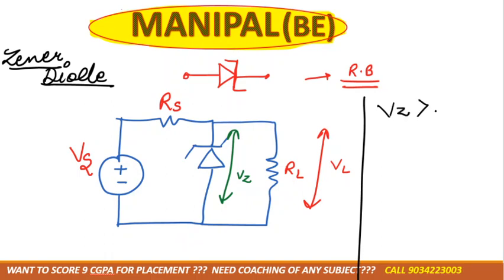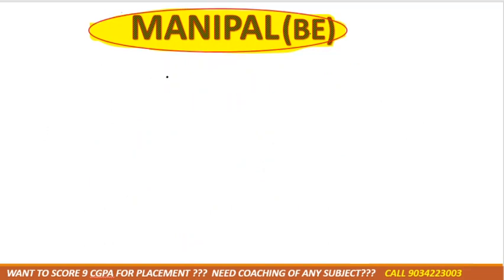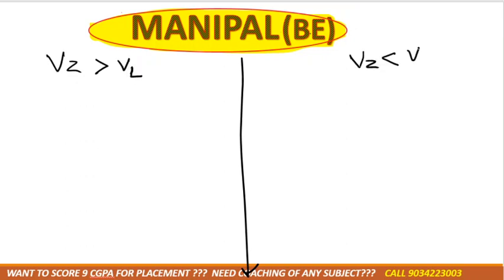One condition is Vz is greater than VL, meaning the voltage across the zener would be greater than VL, and the other condition is Vz is less than VL, right? Let's take both these conditions. If the voltage across the zener diode is very large, then the current across the zener diode would be very less, so we can consider it approximately zero.